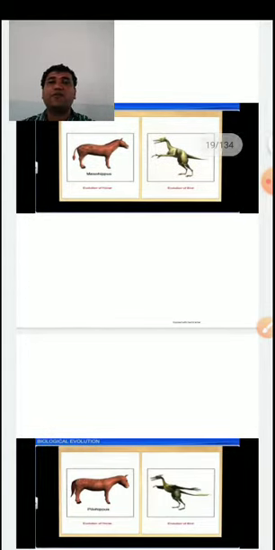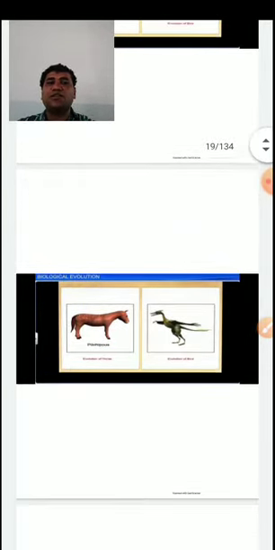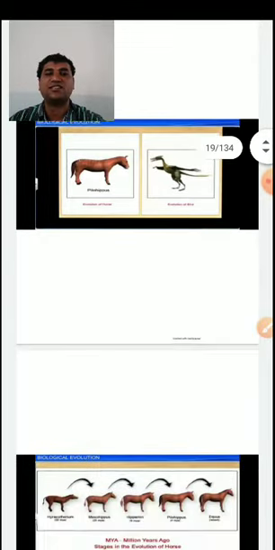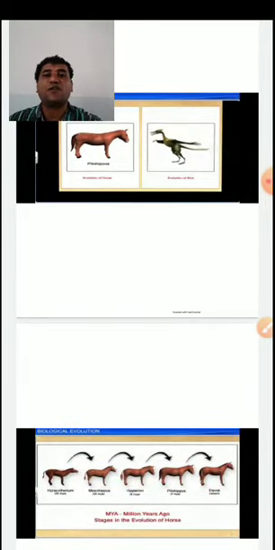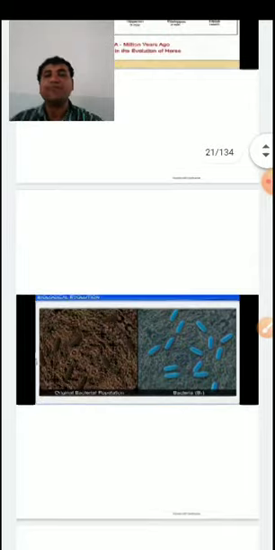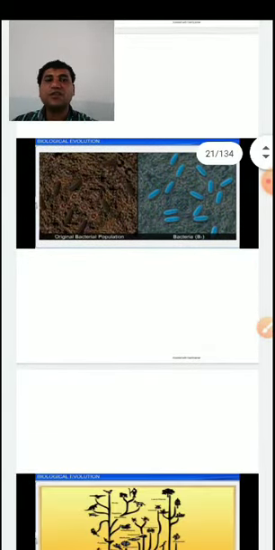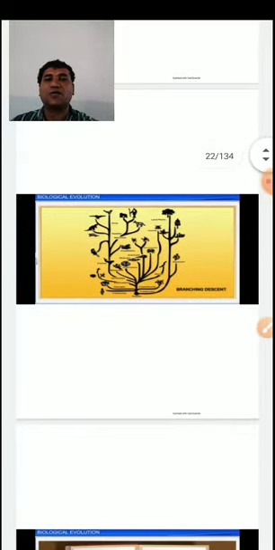So here, when you talk about evolution, evolution is a continuous slow process according to Darwin, but evolution is a single large step mutation according to Hugo de Vries. Here we need to talk about Hugo de Vries. Hugo de Vries is also called the father of the mutation theory, and this is one of the good examples.